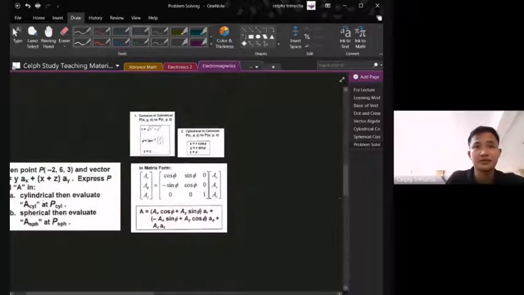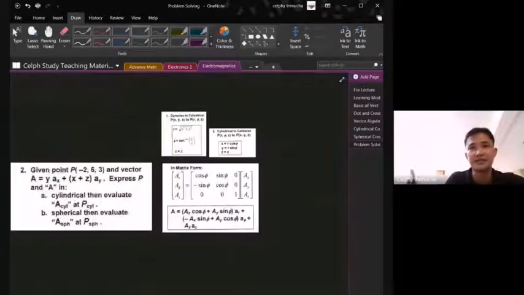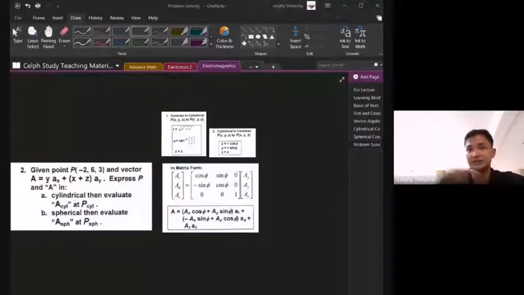Okay, so far may question na or may clarification before kita magpadayon sa second example? Kung may ara, ipamangkot para ma-klaro ta na daan.